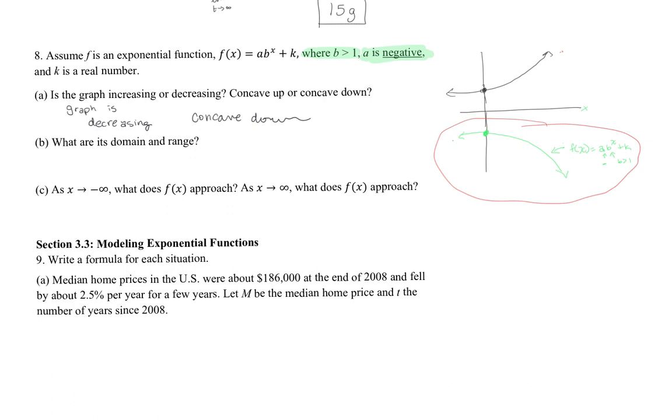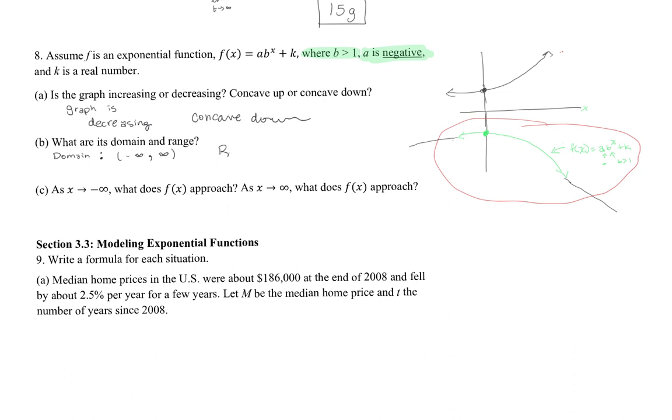So let's start with the domain. Domain is our x's, right? So if we look at this, it looks like our x will continue this way forever, and it looks like our x will also continue this way forever, which means it is from negative infinity to positive infinity.